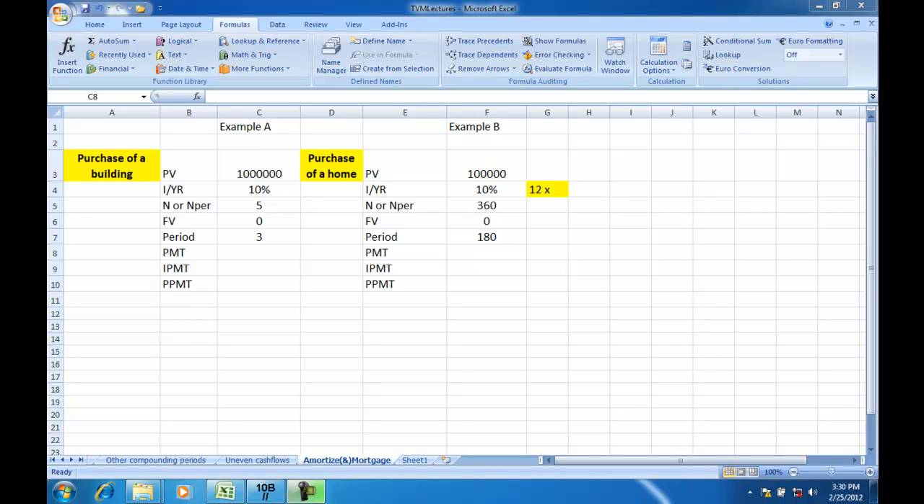Welcome to a short video on the calculation of interest and principal amounts per payment on an amortized loan. An amortized loan is a loan in which the future value is zero. In essence, we are killing it off using a series of equal payments.